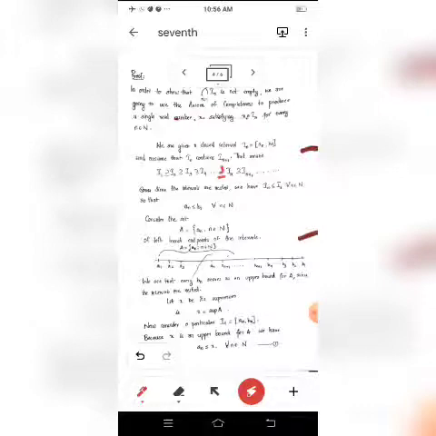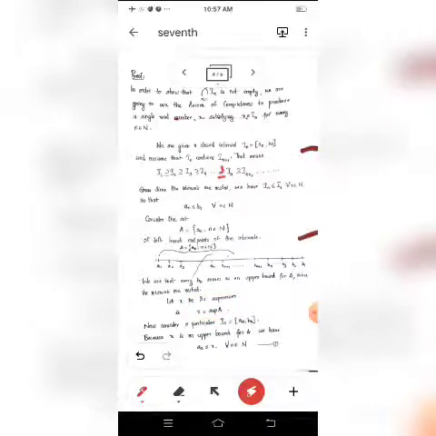Similarly, every b_n serves as an upper bound for A since the intervals are nested. Since the set has an upper bound, by the axiom of completeness, we can write that there exists a supremum. Let x be its supremum. So, the supremum of A equal to x. So, we are writing that the supremum of all a_n is x.